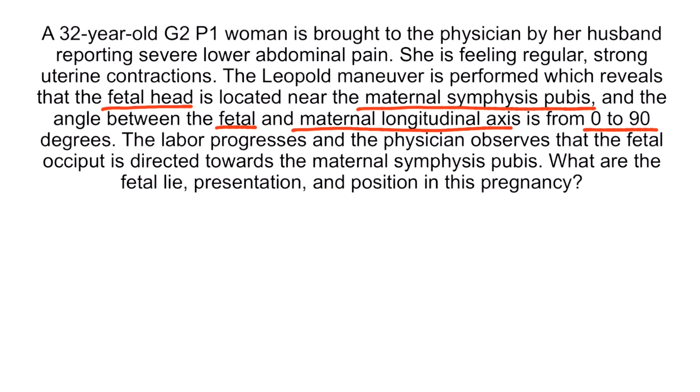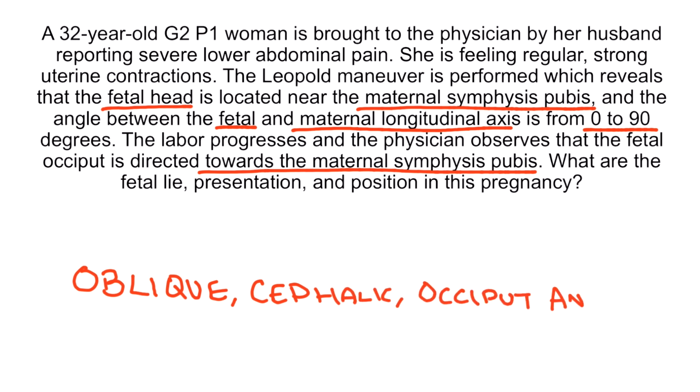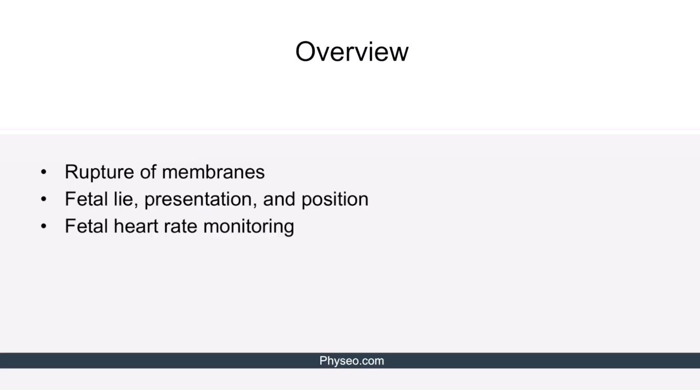Finally, the fetal occiput is directed towards the maternal symphysis pubis, indicating that the presenting part of the fetus has an occiput anterior position. Therefore, the fetal lie, presentation, and position in this pregnancy are oblique, cephalic, and occiput anterior, respectively. All right, now let's move on to discuss fetal heart rate monitoring.